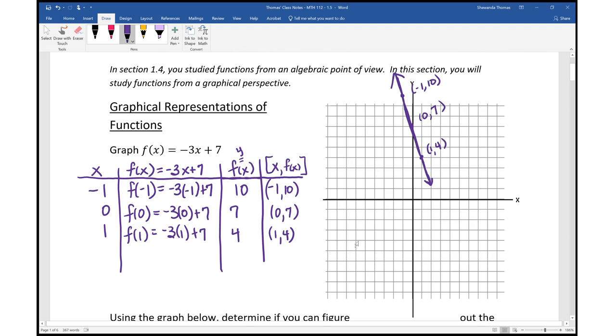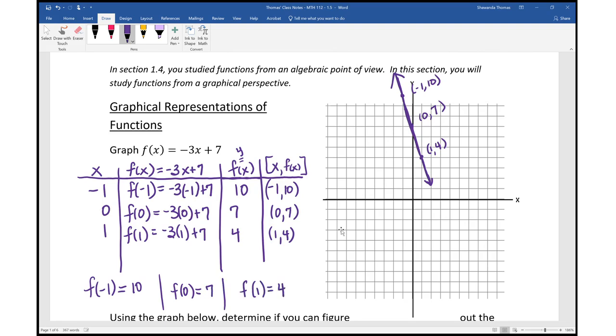That's how you will graph. So let me ask you a question. What is f of negative 1 equal to for this problem? F of negative 1 equals 10. What does f of 0 equal? It equals 7. What about f of 1? What does it equal? It equals 4.